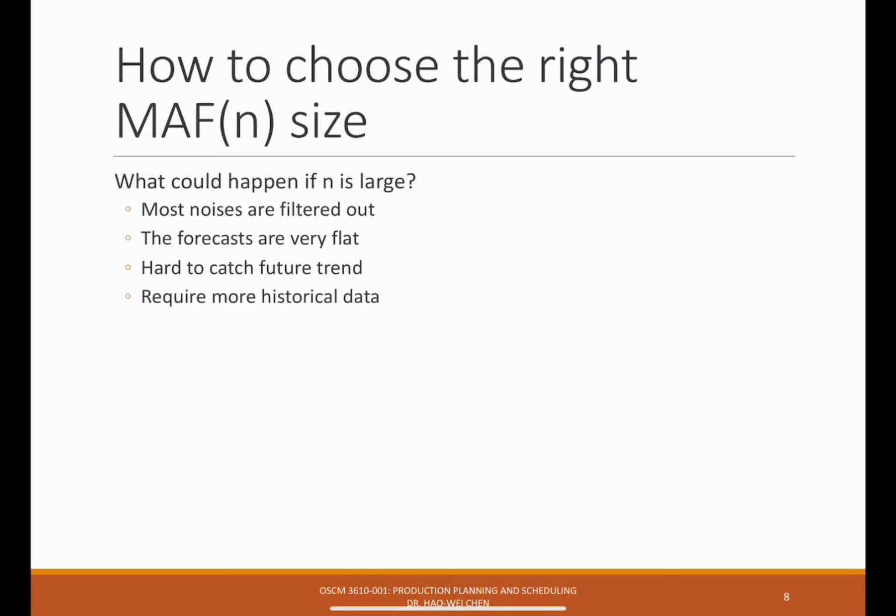If we choose the n that is too large, then most noises can be filtered out, and it is much more similar to the traditional average calculations. However, your forecast result will be very flat, and it will be very hard for you to catch the future trend. And also, it requires you to store more historical data because you need to have a larger sample size for you to calculate the average.